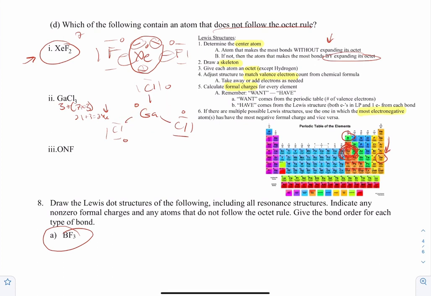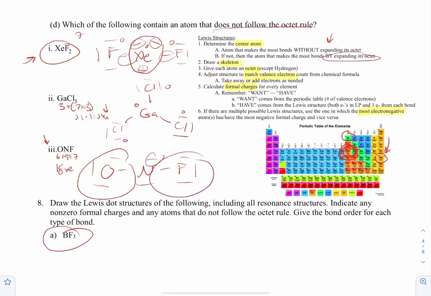Okay. All right, and then the last one here, we've got O and F. So I'm going to put O and F, draw my skeleton, and then give everybody an octet. Okay, now I'm going to count 6 plus 5 plus 7. That's a total of, let's see, 11, 18 valence electrons. So here I've got 8, 16, 18, 20. So I've got 2 extra valence electrons. And remember, we're just going to make a bond out of this. So I'm going to erase those 2. Let me go ahead and put this lone pair in a better place.